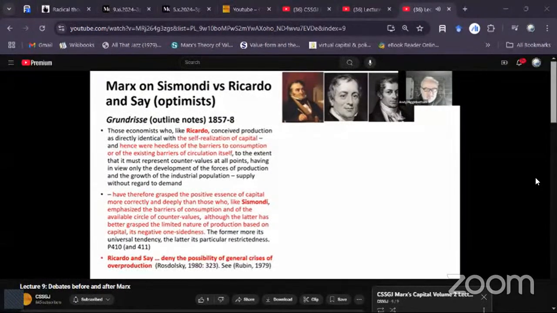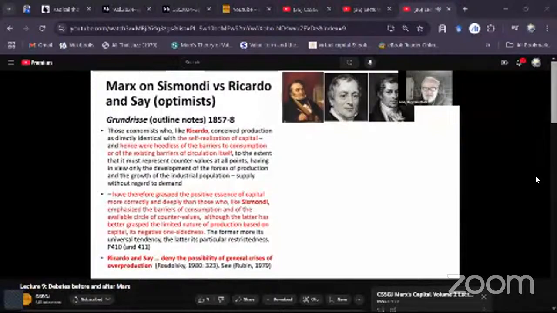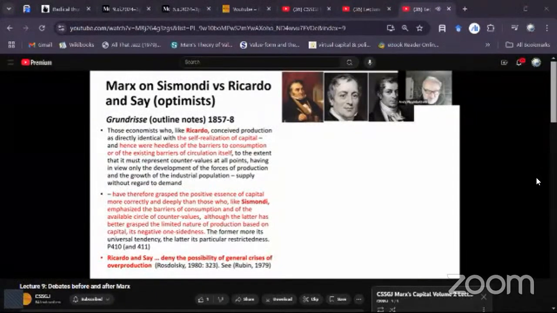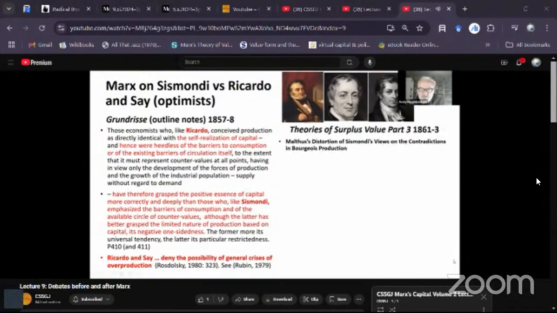Now the qualification which you have to begin to understand, which Marx will put on this as we go through it, is the problem with Ricardo's universalism of the capitalist mode of production: they don't see any necessity of crisis built into the nature of the system. There's no inbuilt necessary contradiction in the system, right?